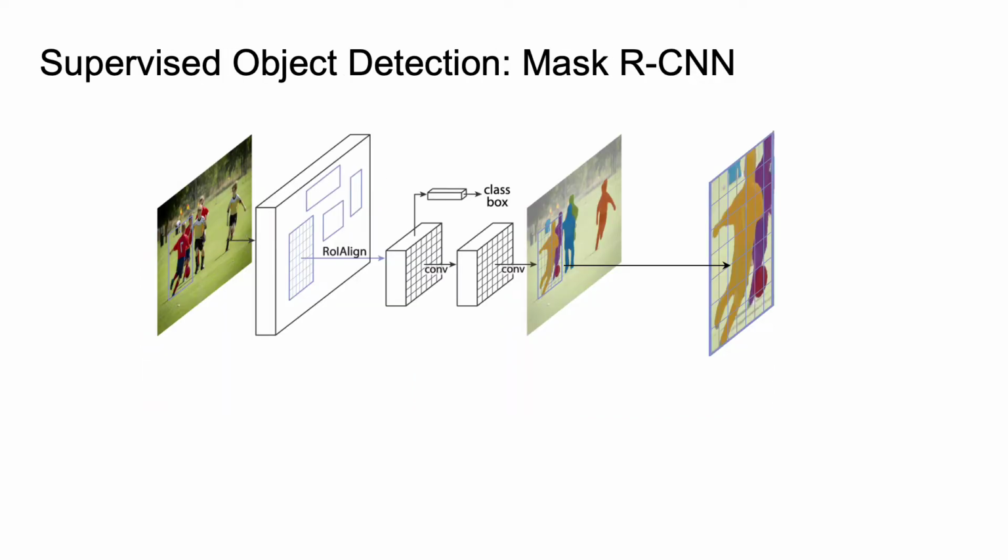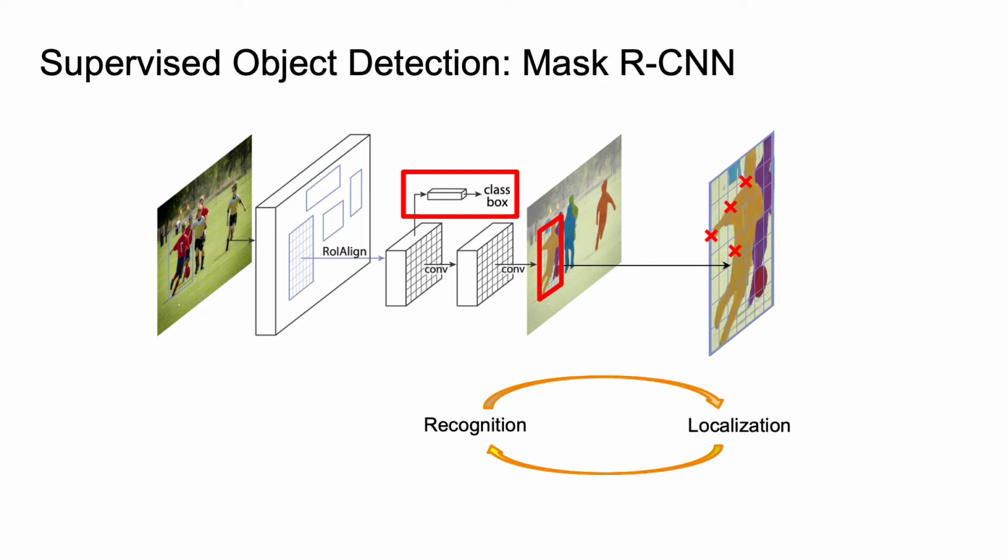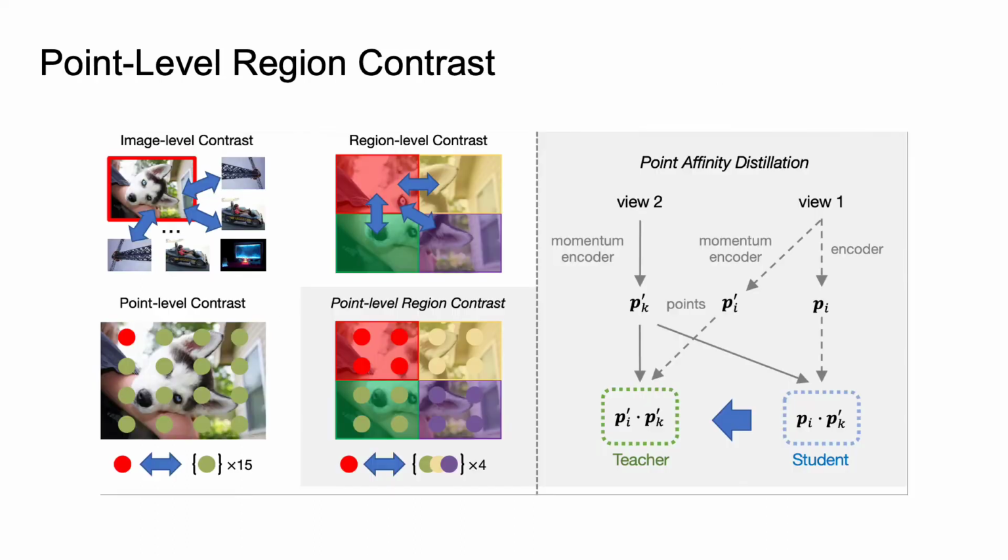Take Mask R-CNN, for instance, as today's dominant paradigm for object instance segmentation. It first identifies object categories along with their corresponding boxes, and later uses them to compute masks for better localization at the pixel level. So why do we think there is room for point-level representations to help pre-training? Because region-level and point-level representations balance recognition and localization.